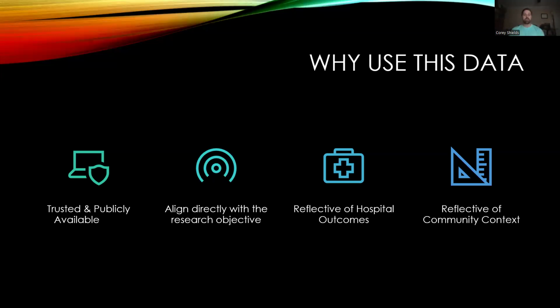So why would we even use this data? Well, both are trusted, publicly available sources with consistent geographic identifiers. They align directly with the research objective and explore the relationships between income level and patient safety incidents. CMS data reflects hospital outcomes, while census data reflects community context, enabling correlation analysis by location. Combining PSI 90 with median income data allows for a location-based analysis of how socioeconomic disparities may impact safety outcomes.